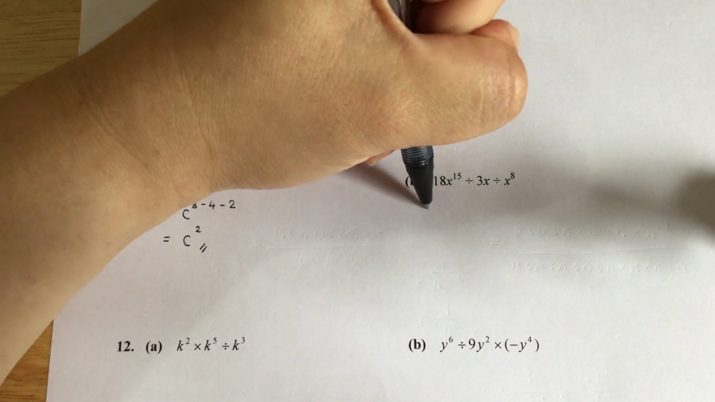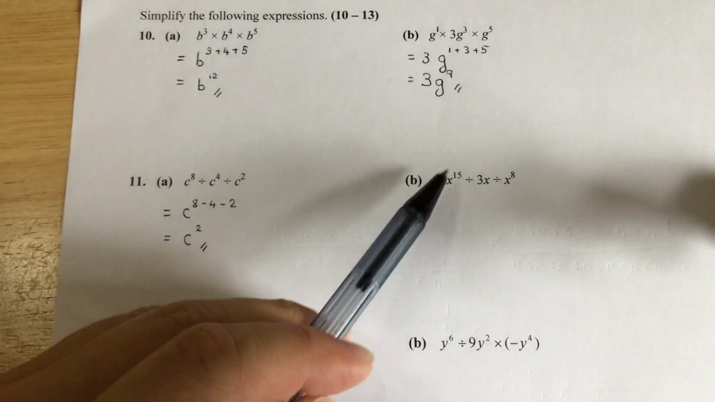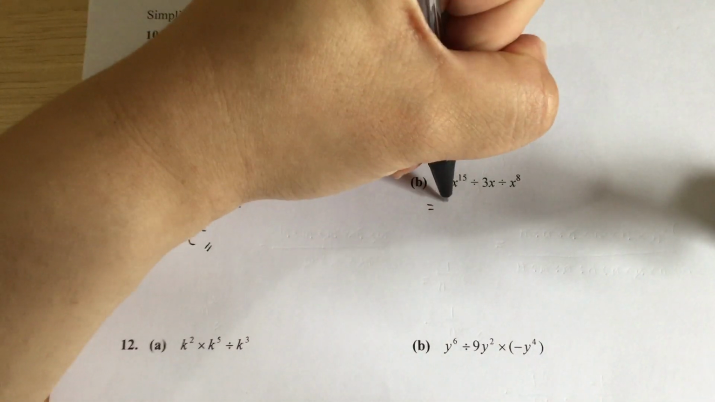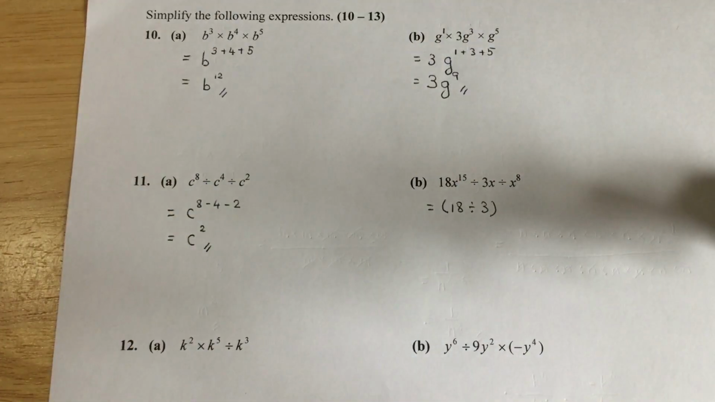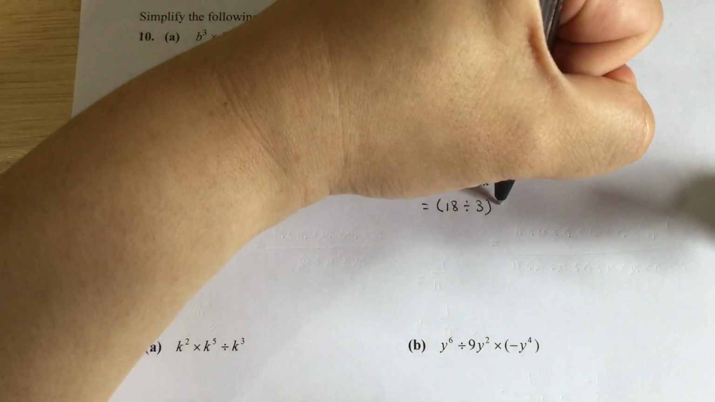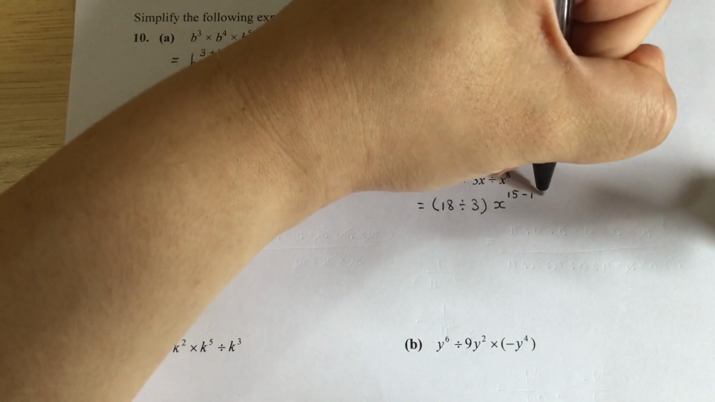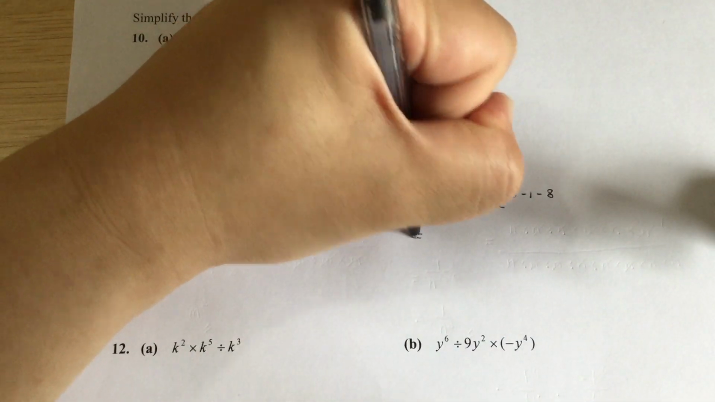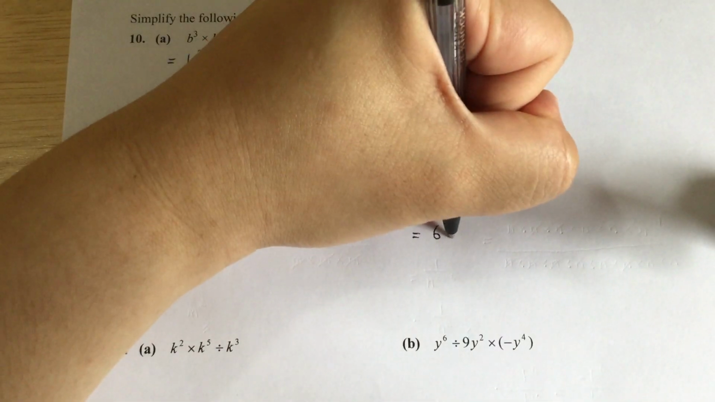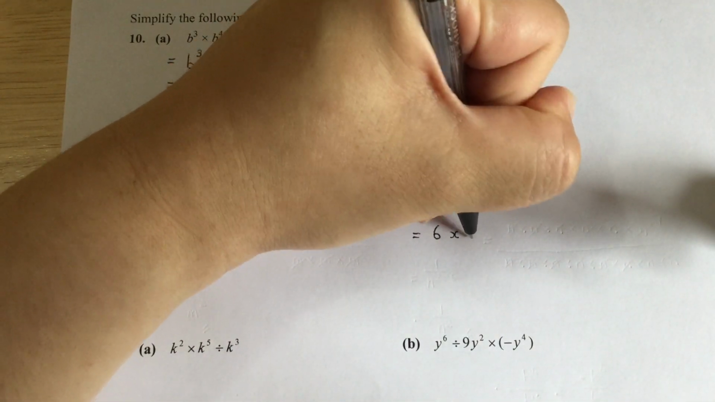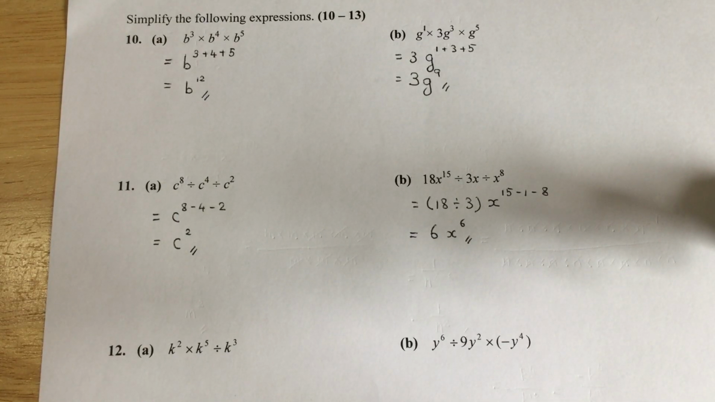Okay, now question B. Once again, you have seen number and index at the same time, so we will do the number first. So this is 18 divided by 3 first. So you know that this is 6. And x with the power 15 minus 1 and minus 8. So you will see the answer is 6 times x with the power 6. So you solve the problem like this. This is question 11B.